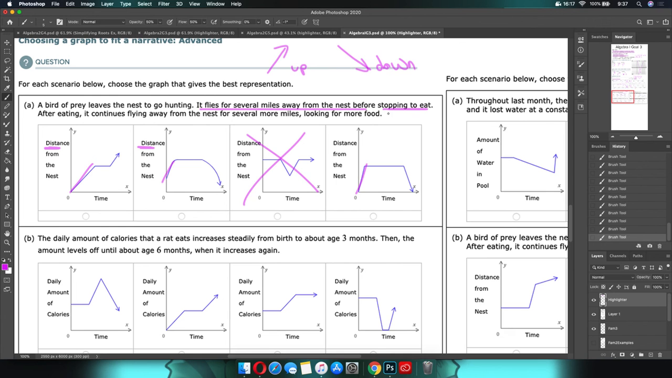Well, if you've actually fundamentally stopped to eat, what does that mean? Are you moving at all? No. Your distance is staying the same. Okay, so far so good.